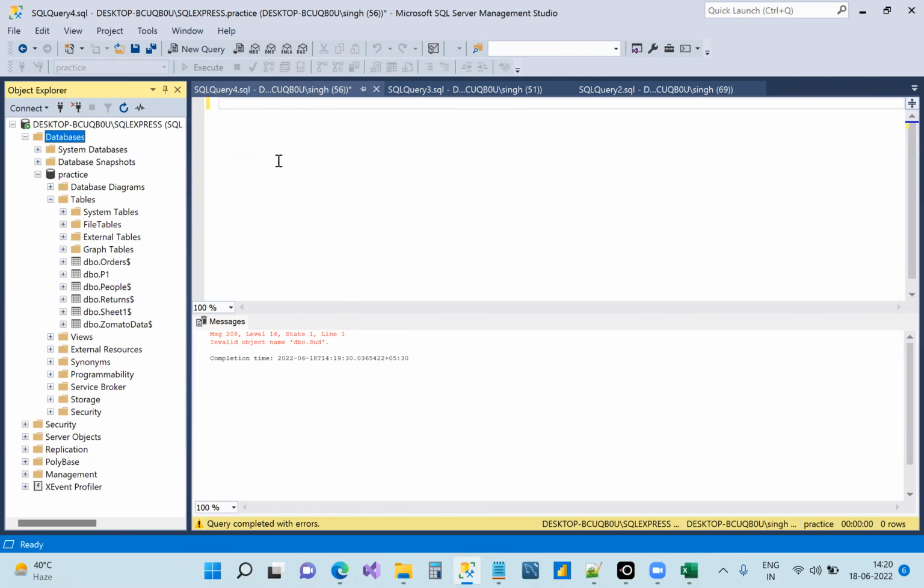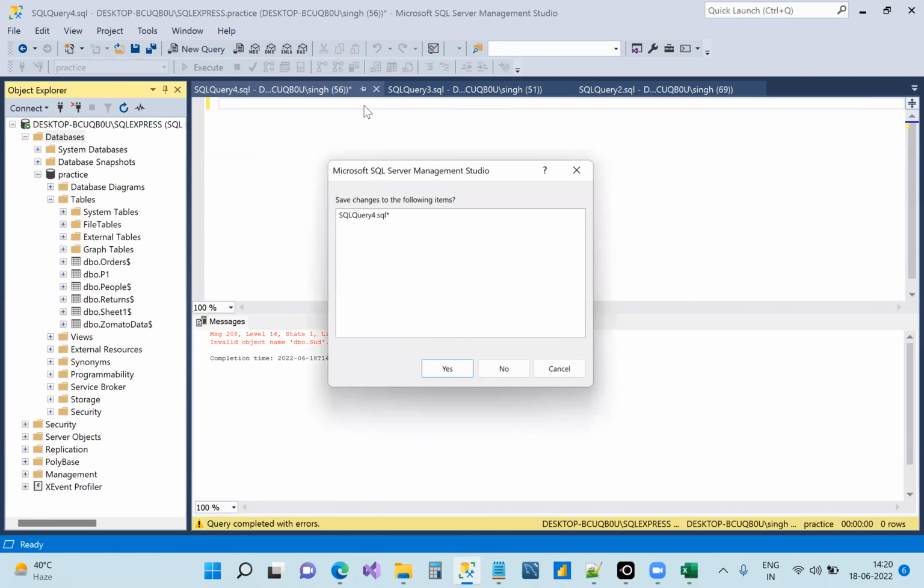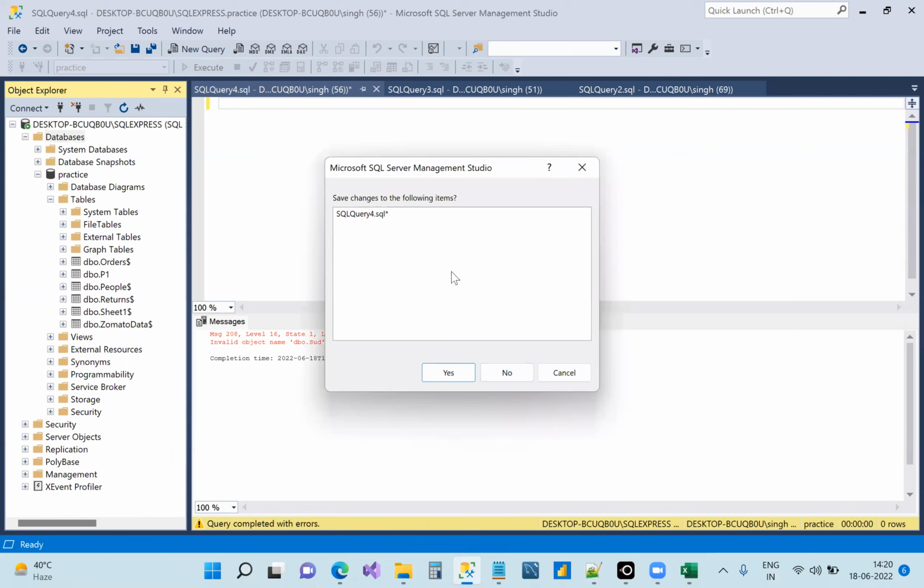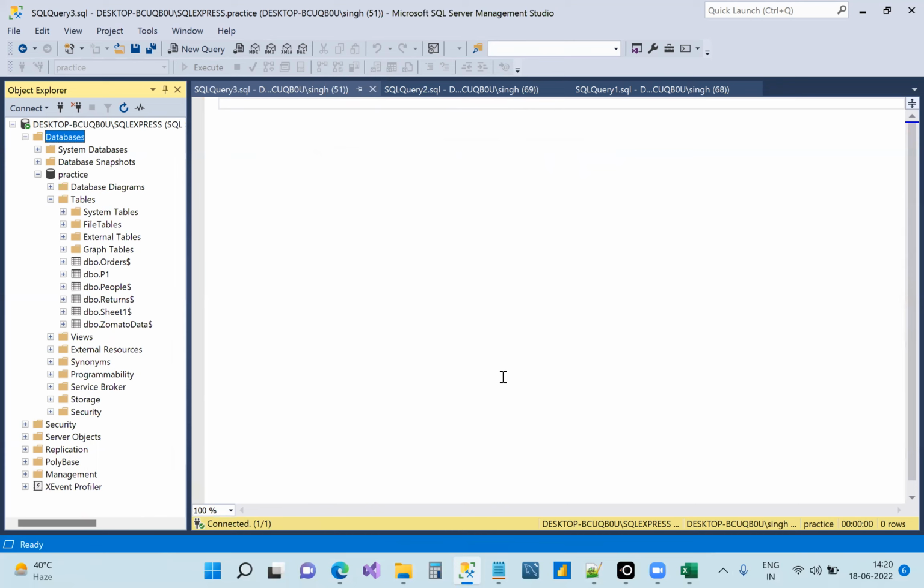So before writing any query over here, please ensure which database you have selected, in which database your table is. Remember it. Otherwise you'll get this error, invalid object name. Got it? So this is Object Explorer. In this, you'll have the option of databases, tables, whatever you want to see. Whatever table you create, you can see over here. But remember, you will see it in the database you are working in.